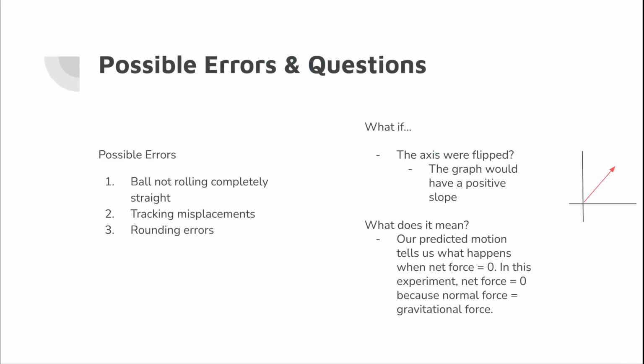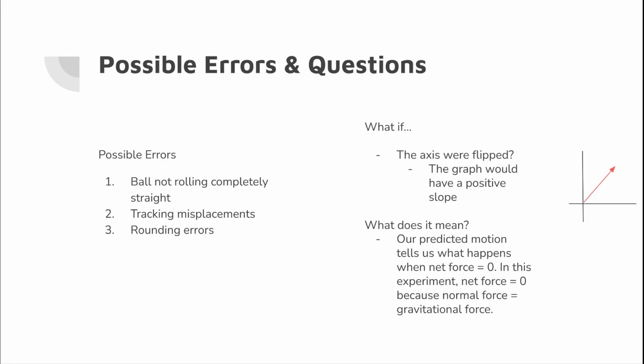And just to conclude, some possible errors that could have occurred in this experiment are the ball not rolling completely straight, therefore the tracker having an inaccurate result of the ball's position. And another error that could have occurred is some rounding errors that we made when doing calculations.